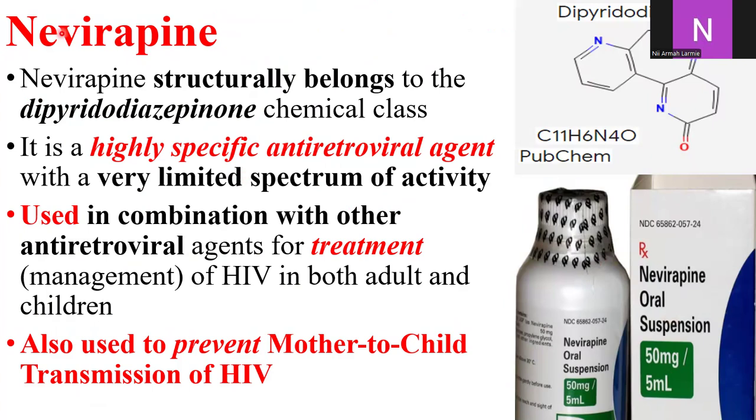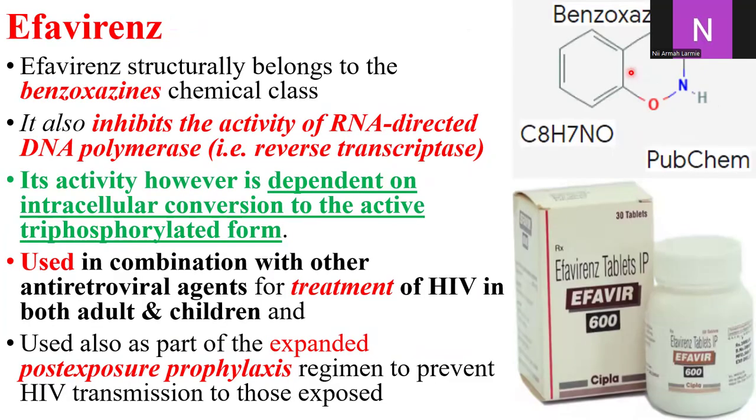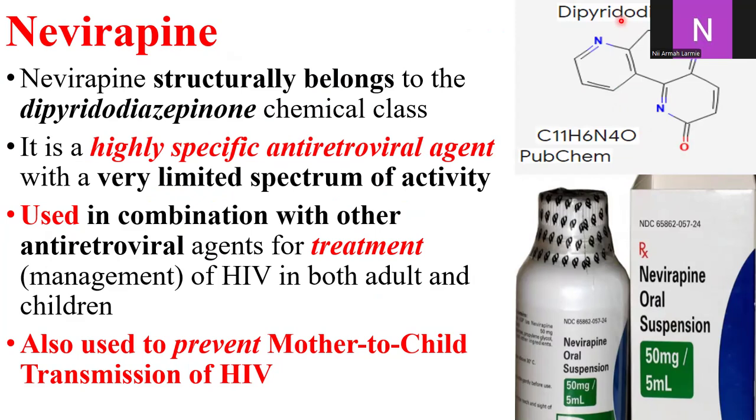Nevirapine structurally belongs to the dipyridodiazepinone structure, whereas efavirenz belongs to the benzoxazine. And you can see that the structures are very different, but both of them are directly inhibiting the reverse transcriptase enzyme. That's why we say they belong to a diverse, structurally different group.